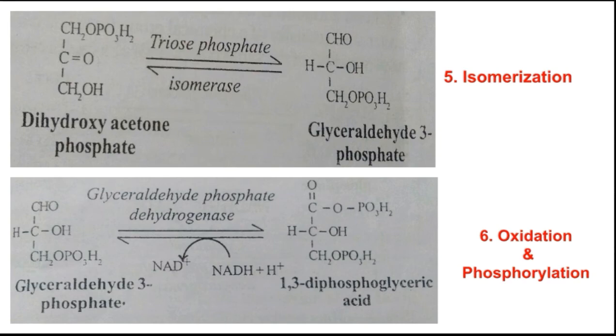Okay, isomerase. It means the glyceraldehyde 3 phosphate is an aldose and dihydroxyacetone phosphate is a ketose. This isomerization is catalyzed by the enzyme triose phosphate isomerase. This reaction is reversible, and thus two molecules of glyceraldehyde 3 phosphate are formed from one molecule of fructose 1,6 diphosphate. So this is the particular process that forms the glyceraldehyde 3 phosphate.